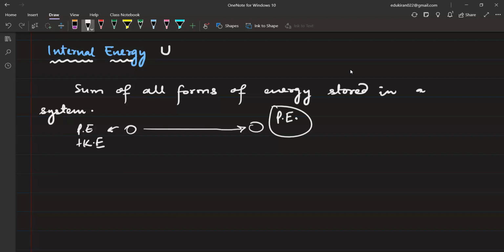Internal energy is generally represented by U, and U is equal to potential energy plus kinetic energy, right? You already know this. Next, you can have vibrational energy, then you can have translational energy. Then you can have what? You can have rotational energy.